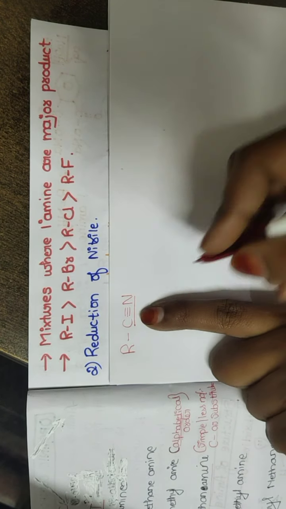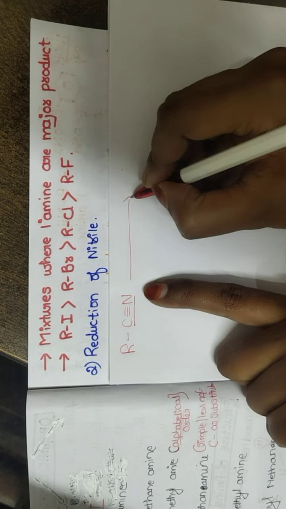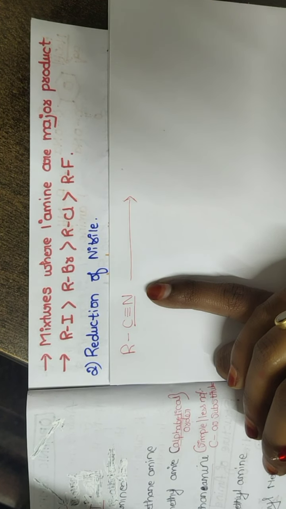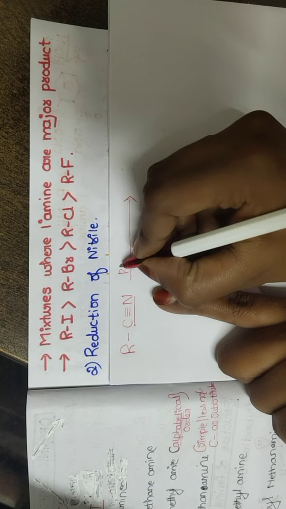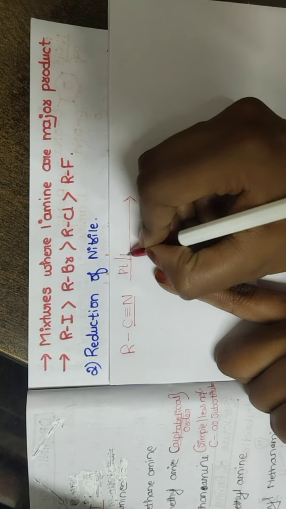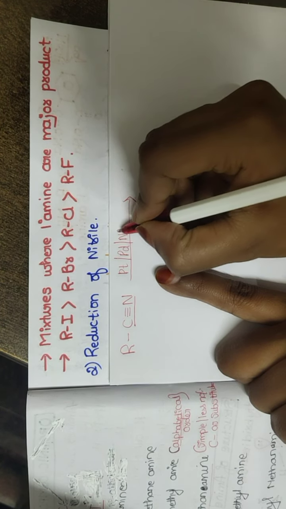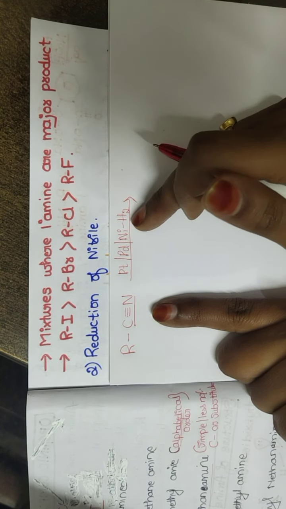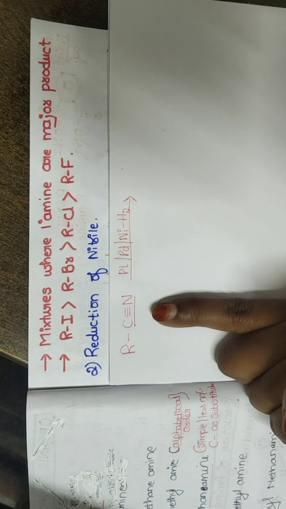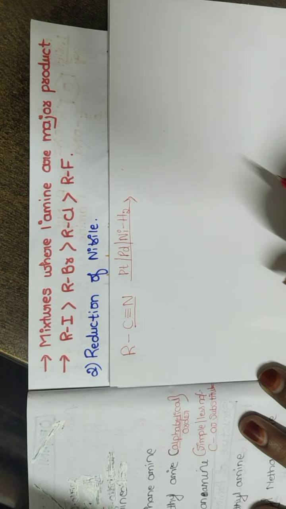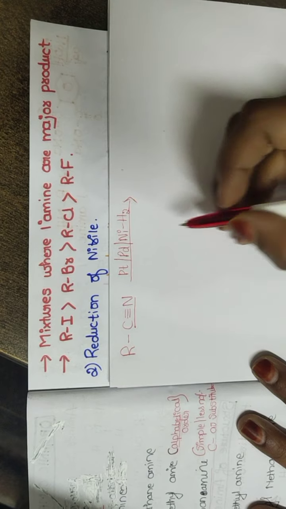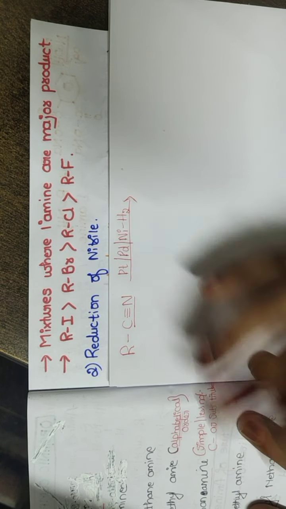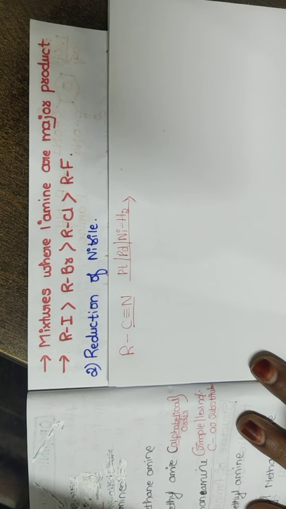Therefore here I should add hydrogen. To add hydrogen, I have to take a reducing agent. And the best reducing agent, which you are already aware of, is platinum, palladium, nickel with hydrogen. This is one of the reagents used for hydrogenation reaction. This is also called catalytic hydrogenation. Why? Because addition of hydrogen in the presence of a catalyst is happening. Therefore it is called catalytic hydrogenation.